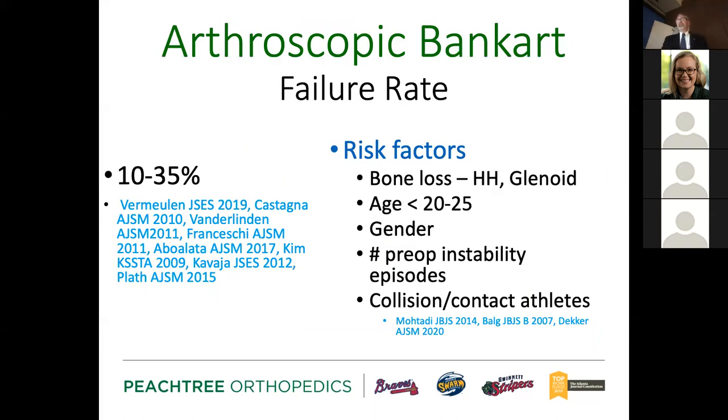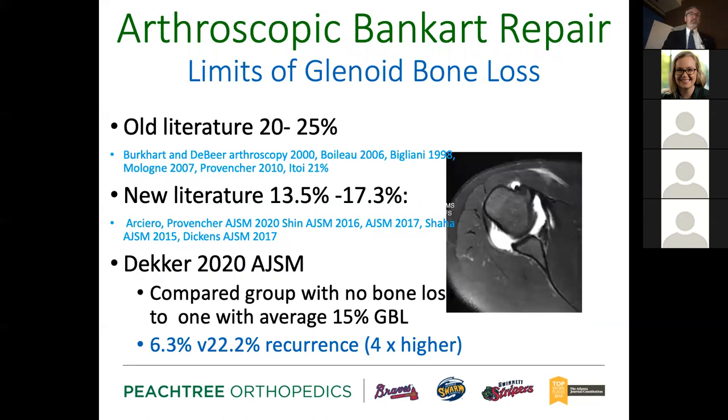So the failure rate of arthroscopic Bankart repairs in series is between 10 and 35%. And the risk factors for failure are bone loss of the humeral head or glenoid, younger age group, 20 to 25, males more than females have a higher risk of failure, and then the number of preoperative instability episodes, with a very high correlation between that and your chance of failure with the Bankart repair. And then your collision or contact athletes are going to have a higher risk of failure than those that don't.